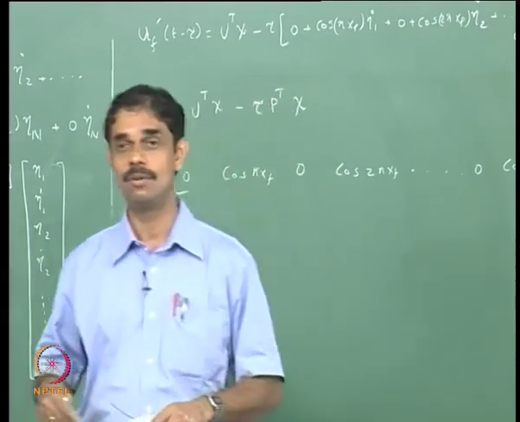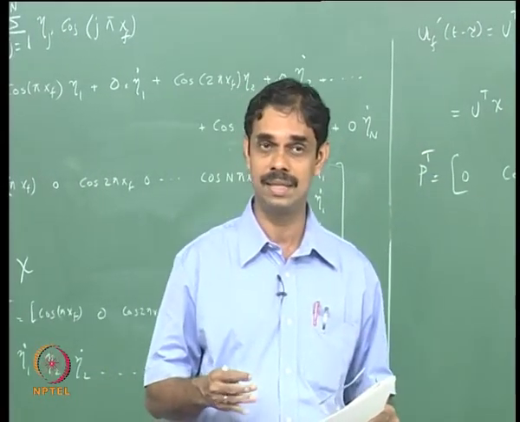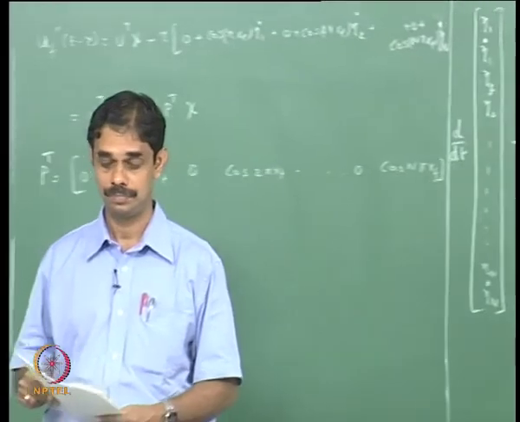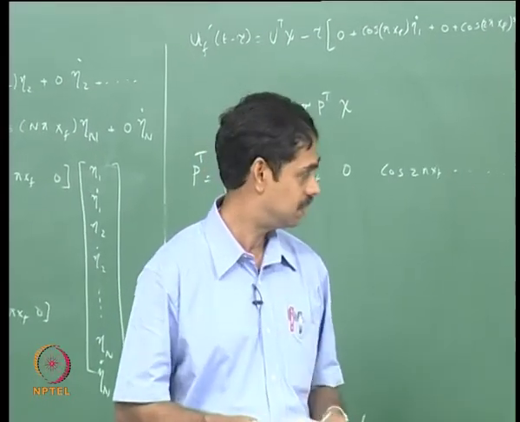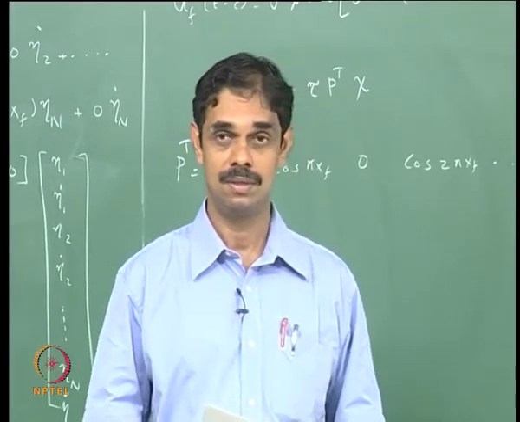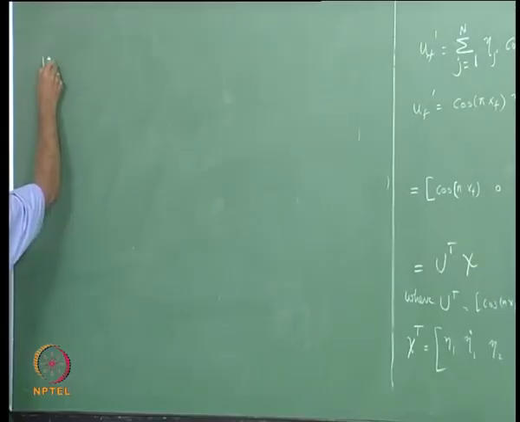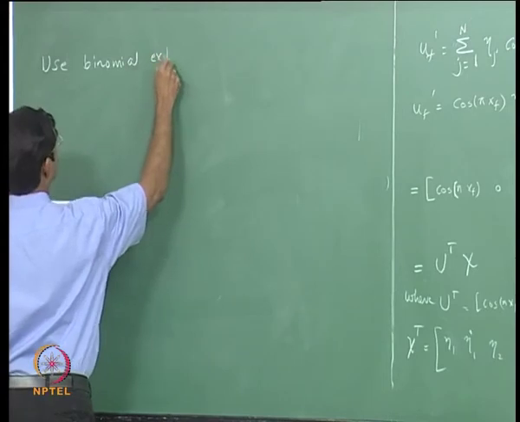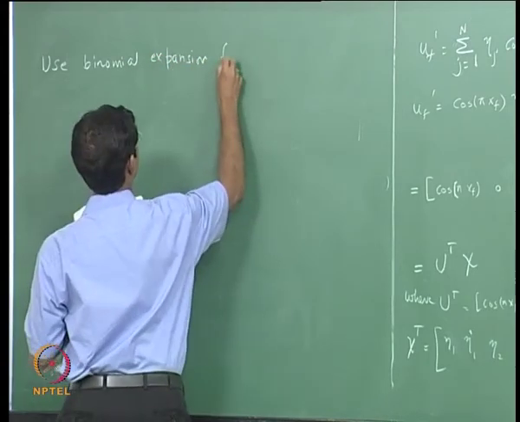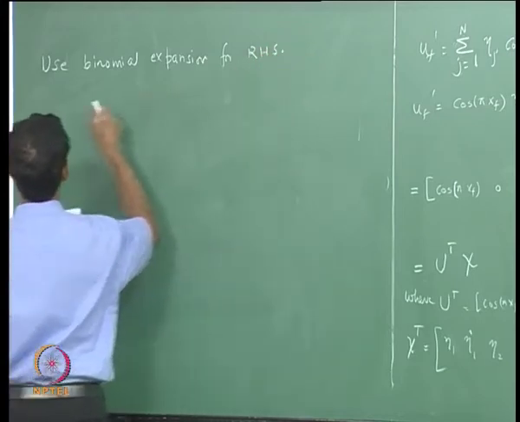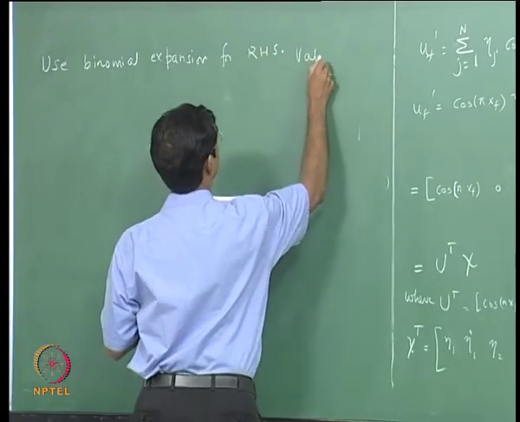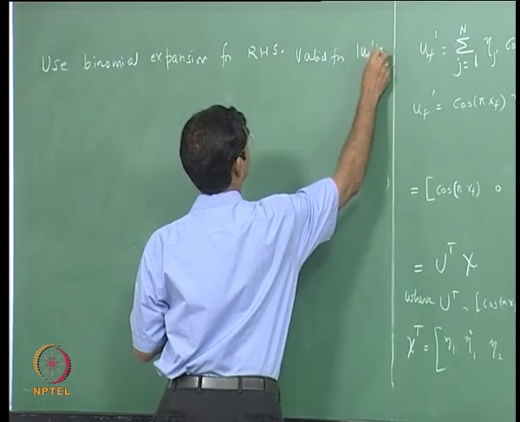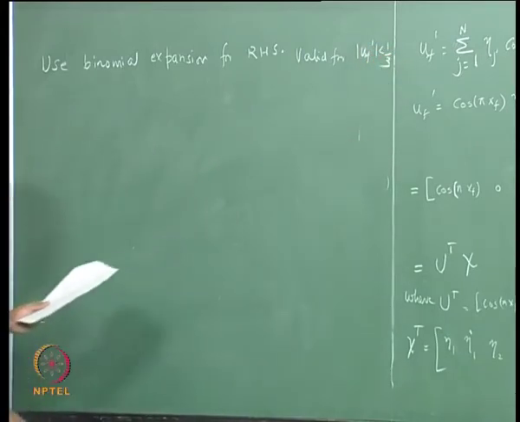So we said that we want to do a linearized analysis, so we want to do linearization, and we have a nonlinear term here, square root, so what would you do? Binomial expansion, we will do a binomial expansion. But you have to make sure that U f prime is small so that we do not run into any problems. Is that clear? Binomial expansion for right hand side. So this is valid for U f prime less than 1/3.